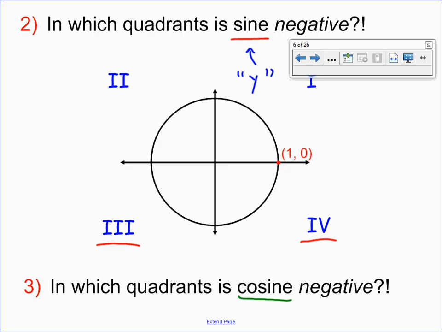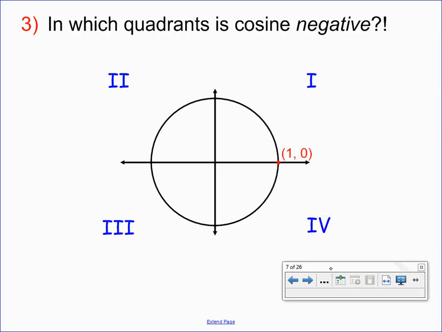In which quadrants is cosine negative? Get ready. So in which quadrants is cosine negative? Will? 2 and 3 is correct. And why is cosine negative in 2 and 3? Taylor? It's to the left of the y-axis. Absolutely. Quadrants 2 and 3 are to the left of the origin, where my directed horizontal displacement, that is the x coordinates of any point in the unit circle, are negative in quadrants 2 and 3.